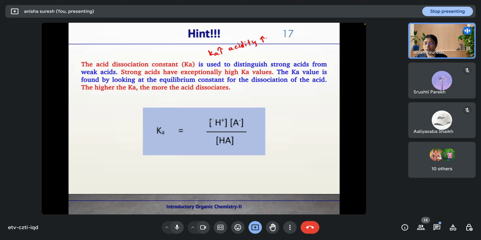So for Ka to increase, the H+ and A- concentrations should increase. The more the acid is dissociating, the more will be the value of Ka. And if it is a good acid, meaning a strong acid, it will be dissociating at a faster rate, so we will be getting a higher Ka value.